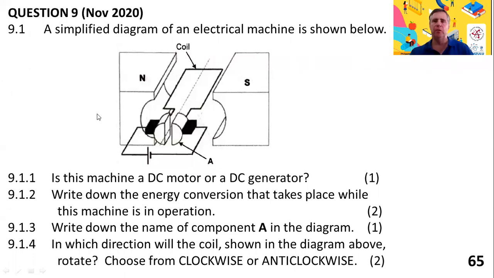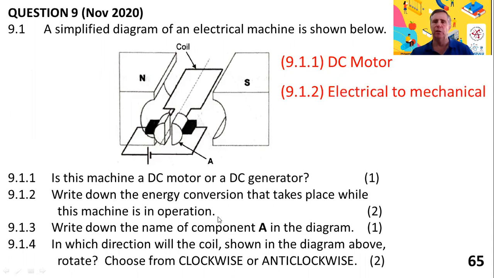And finally, on page 65, the last of the question 9s, this is from November 2020. Again, it starts off with an electrical machine and a few basic questions about that. In this case, these questions actually count 6 marks, slightly more than usual. First of all, is this machine a DC motor or a DC generator? Now, we know it's DC because of the split ring commutator, but it's a motor because there's a power source putting energy in.